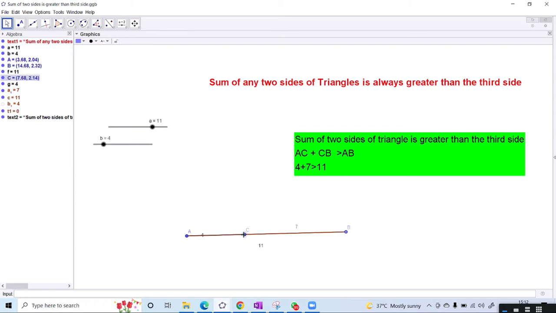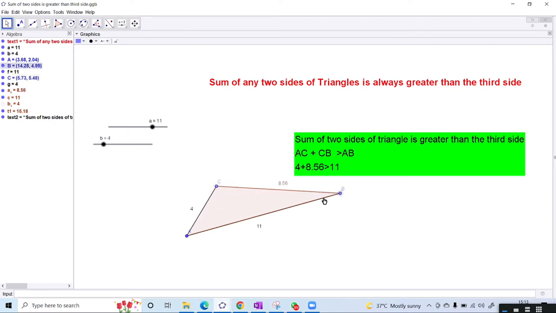That is, the moment the sum of the lengths of two sides becomes equal to the third side, you won't see any triangle. Do you see any triangle? No. So this is the inequality that we have. That is, the sum of two sides of a triangle, any combination you take, will always be the same thing.